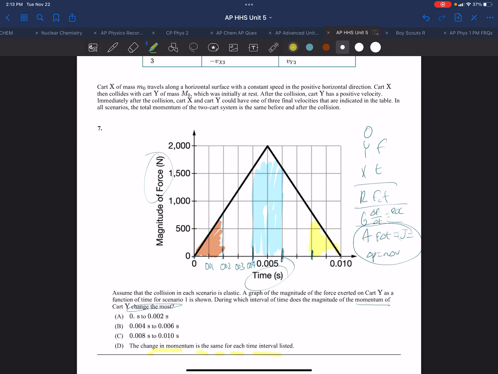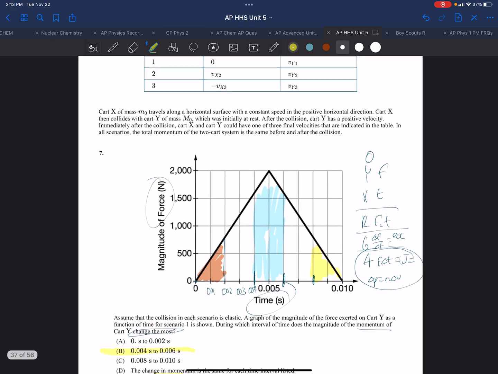So we can see that if we're just quickly scanning this question, it looks like this is choice B, because it's asking the magnitude of the momentum changing the most, and that's going to be the area. So now let's go and see if it's really this easy, this question.